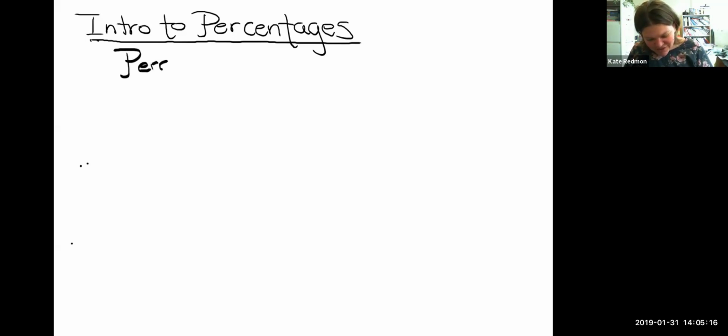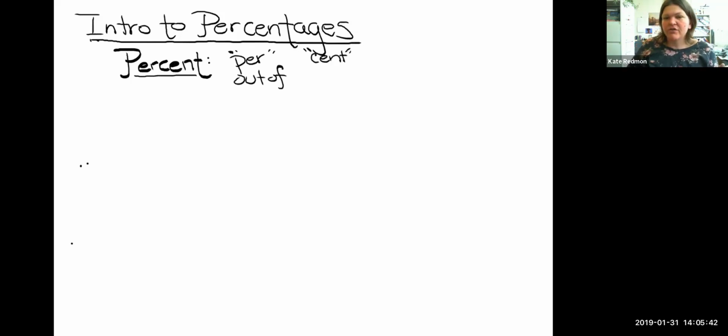What does percent mean? And James gave us our most common explanation of what a percent means. Percent literally means per or out of. Per means out of. And cent literally means like a century has 100 years, or there's 100 cents in a dollar. It literally means 100. So if I say percent, I'm talking about out of 100.